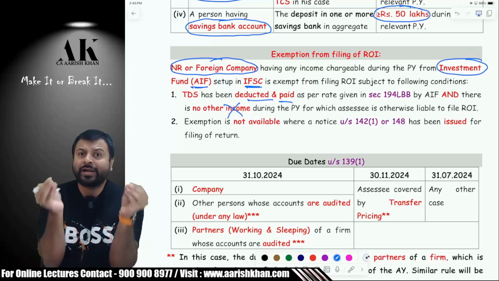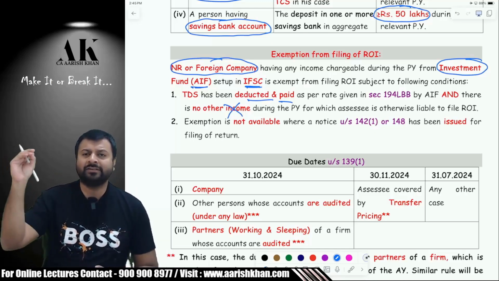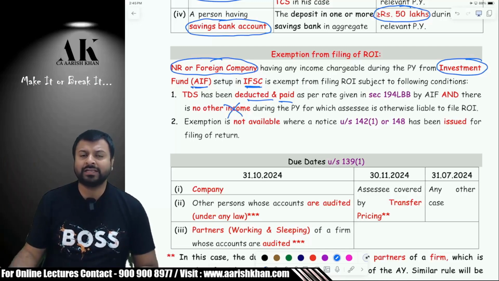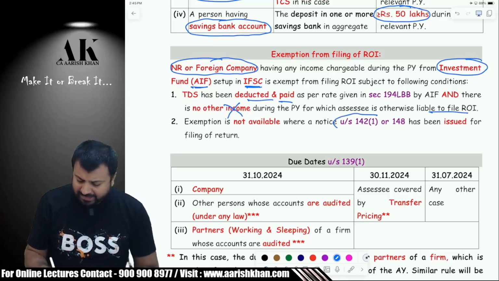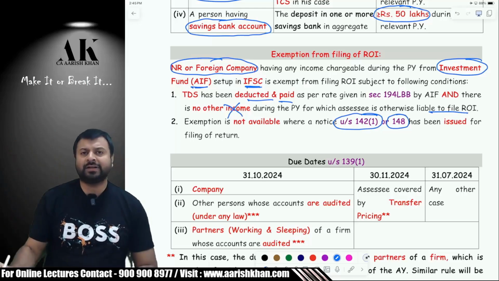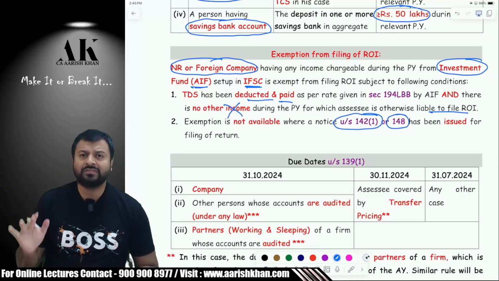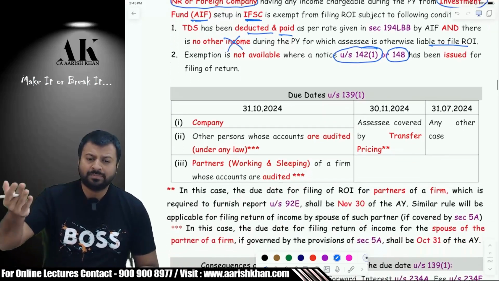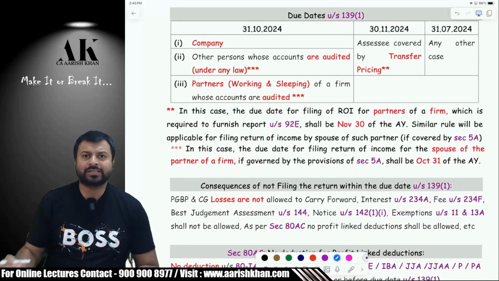And where is the AIF located? AIF is located in IFSC. In that case, the non-resident or foreign company is not liable to file the income tax return under section 139 subsection 1. But if the department wants, the department can send you a notice under 142(1) or 148 and force you to file the income tax return under these two sections, but you yourself are not liable to file the return under 139. I hope it is clear to all of you.